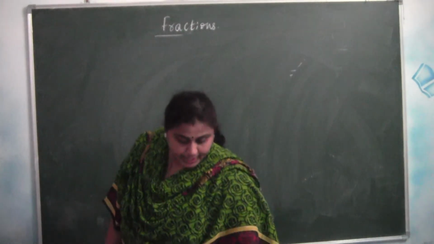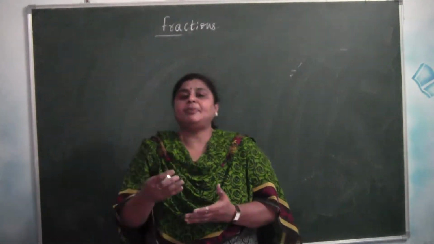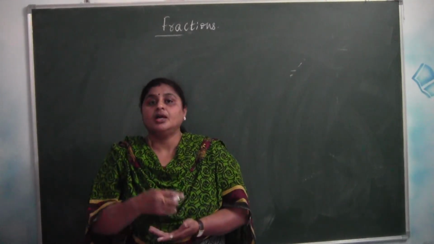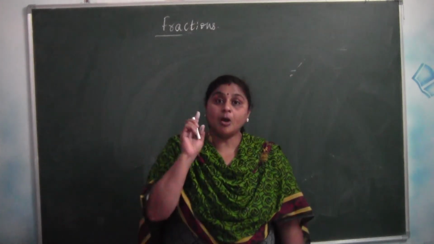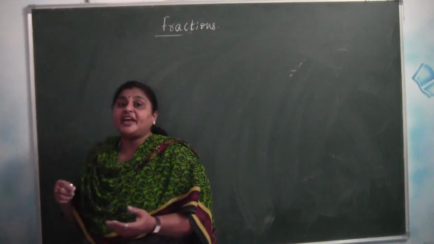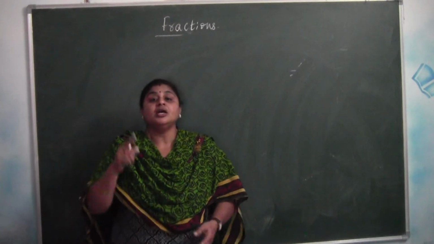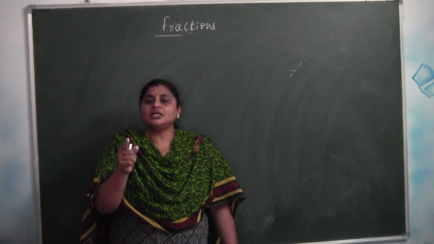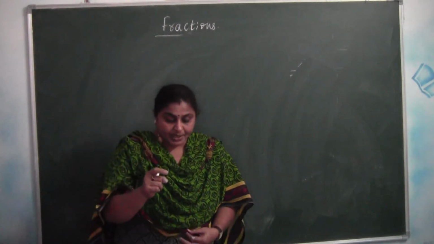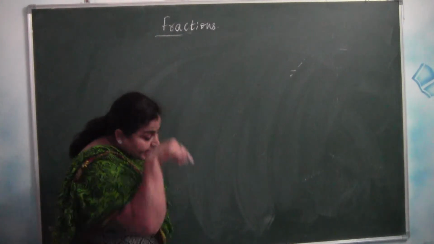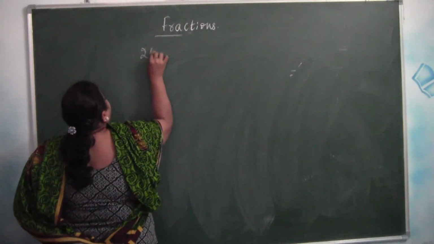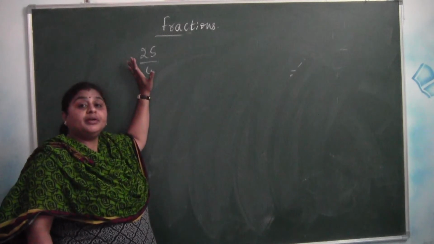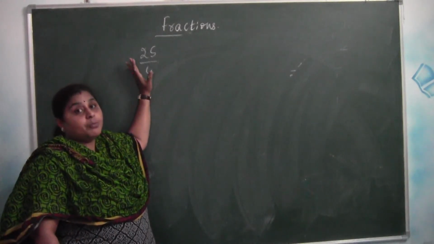Now let us take fractions with mixed numbers. Okay, now before comparing this, let us learn how to convert an improper fraction to mixed fraction. You know improper fraction, what do you mean by improper fraction? If numerator is greater than denominator, such fraction is called improper fraction. Now let us take 25/4. Is it not improper or proper? Yes, it's an improper fraction.